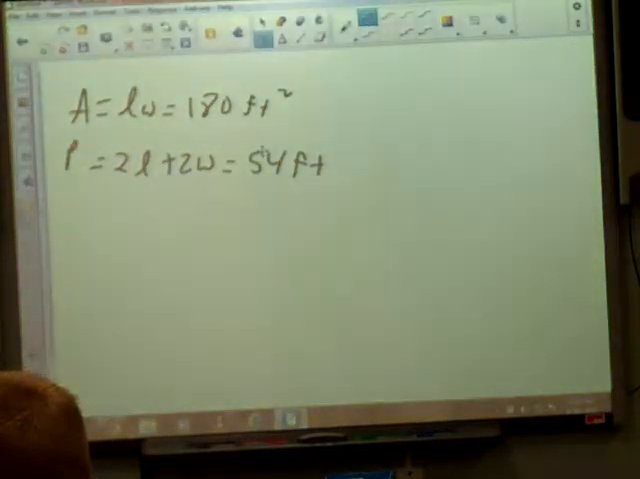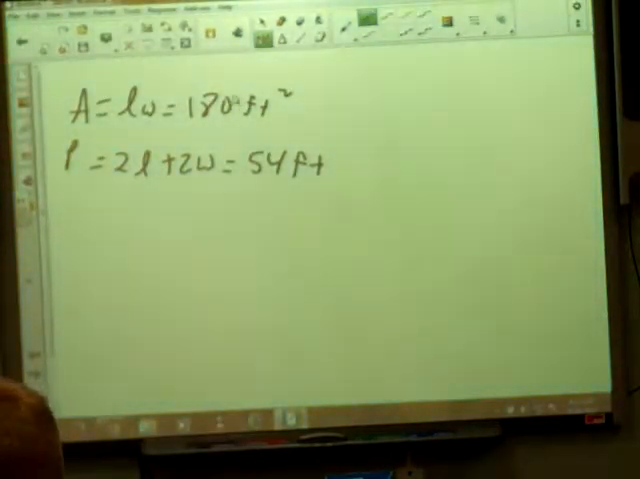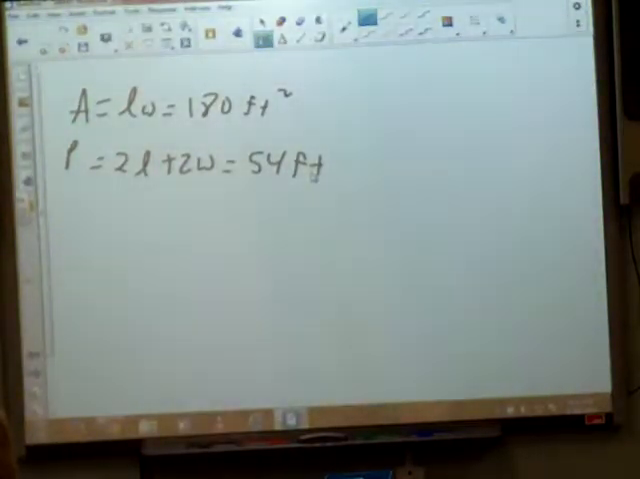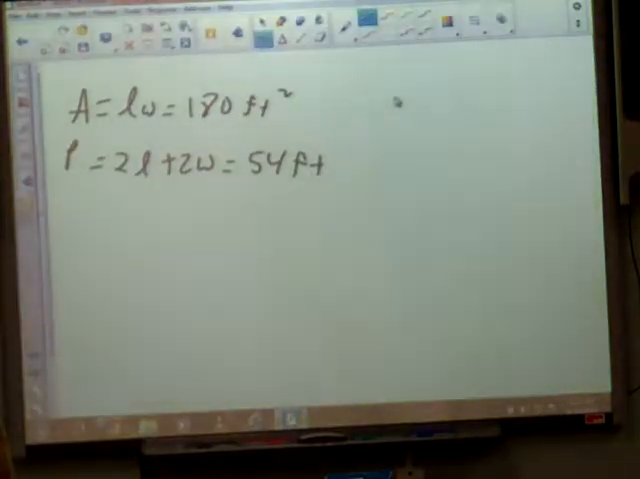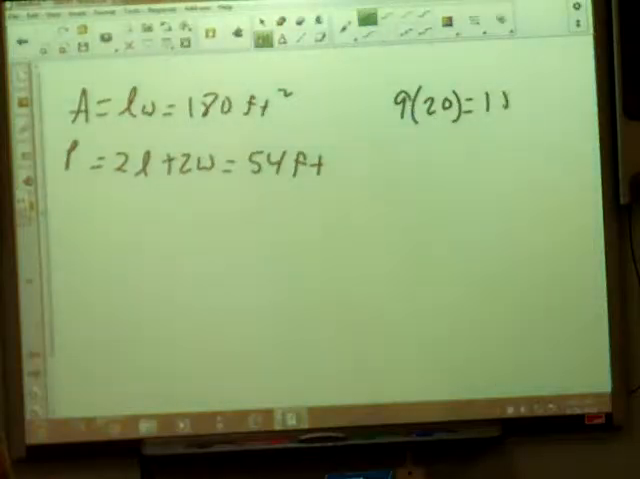Okay, so I need two numbers that when I multiply them, I get 180. And then when I add them all together, I get 54. I just went through the choices and saw if they would work. So choice A, it was a 9 by 20 room, so I did 9 times 20, which was 180.